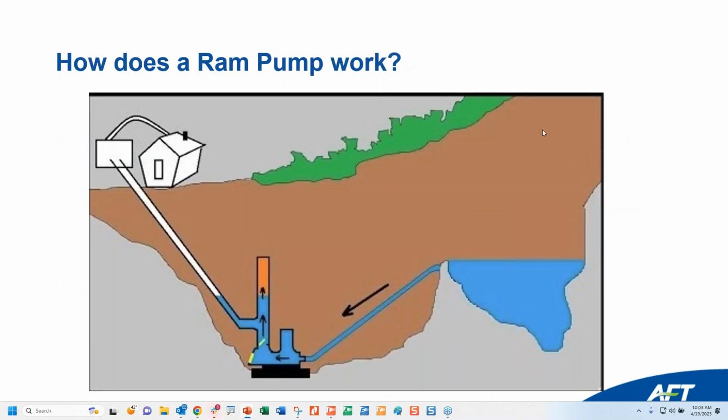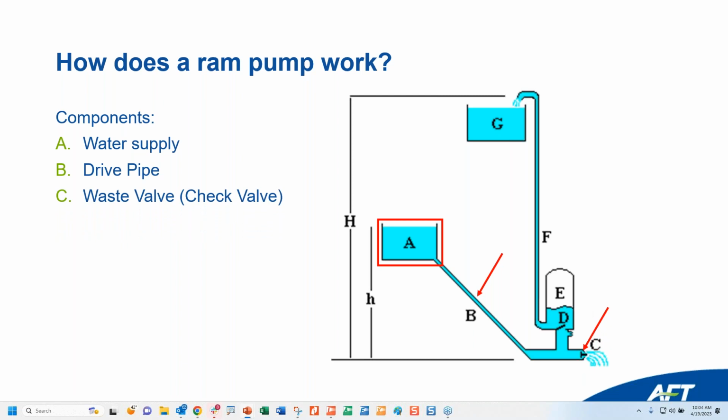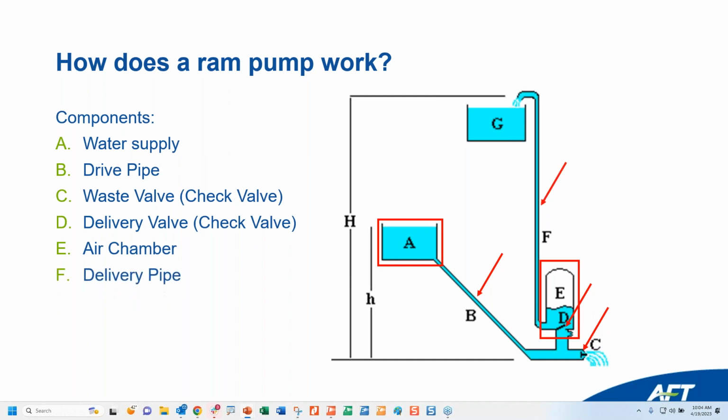So how does the ram pump work? Let's talk about the components before I describe the operation. We have a water supply, which is basically an infinite source of water, like a lake, stream of water, waterfall, or a river. It has a drive pipe that allows the water to flow to the ram pump. It has a waste valve, which is basically a check valve. It has a delivery valve, which is another check valve. The last two, the waste valve and the delivery valve, are the only moving parts of the ram pump. It has an air chamber. It has a delivery pipe, and it has an intake tank, which is the community we want to deliver the water to.